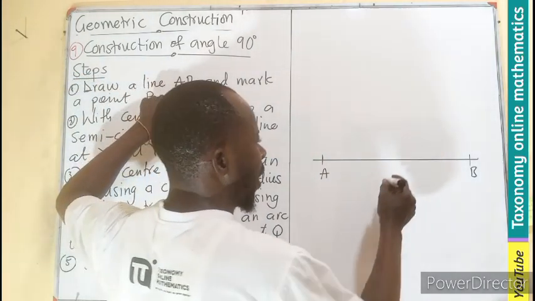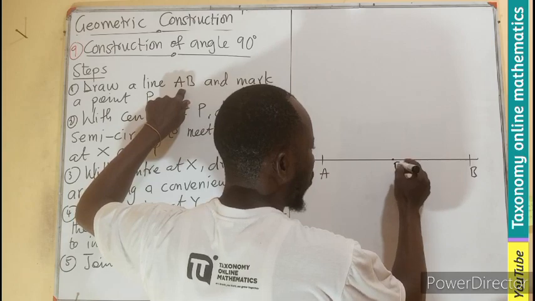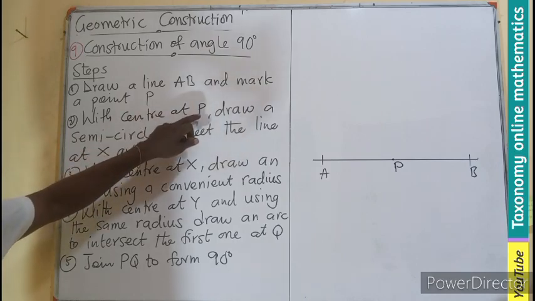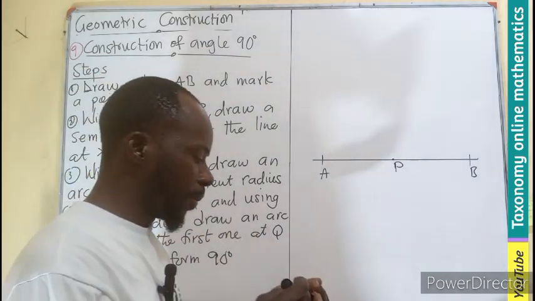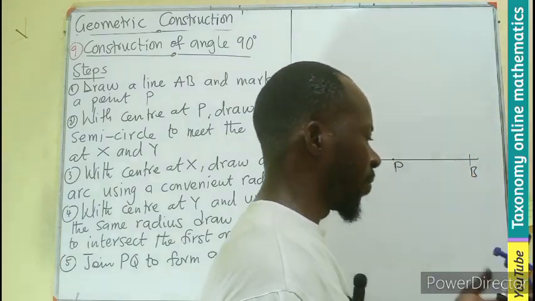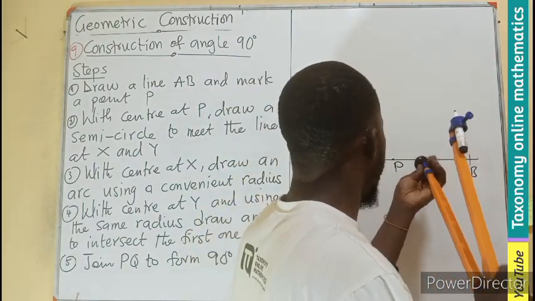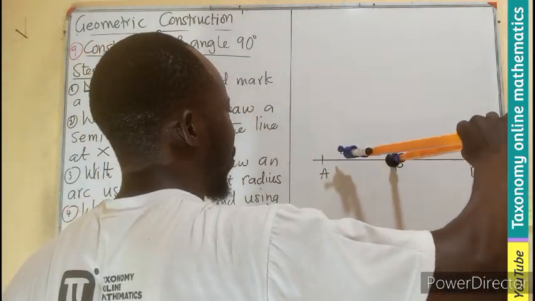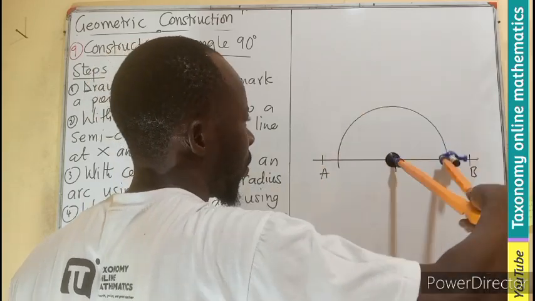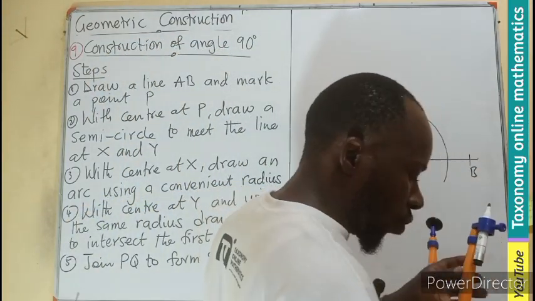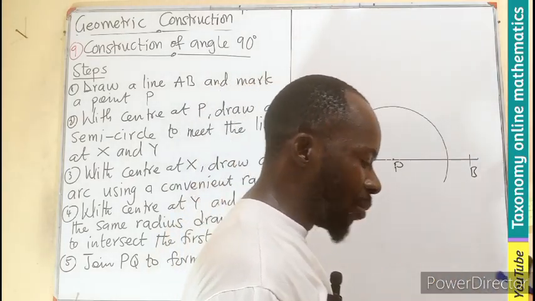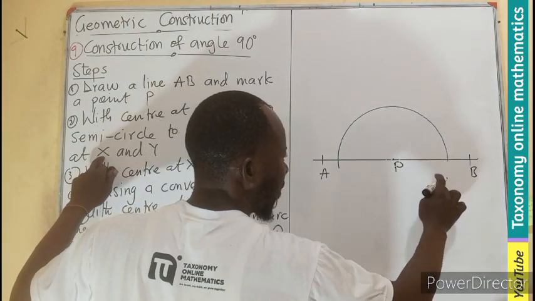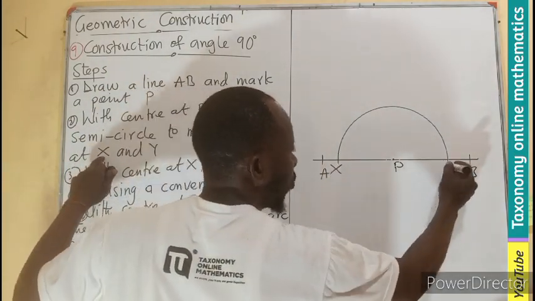We are to mark a point and label that point what? P. So that's my point P on it. So now with the compass point now at what? P. We are going to put our compass point at P. Then we draw a semicircle. And that semicircle should be able to touch the line segment AB at the point X. Being the first one, we can put X here. So let's put X and put Y.